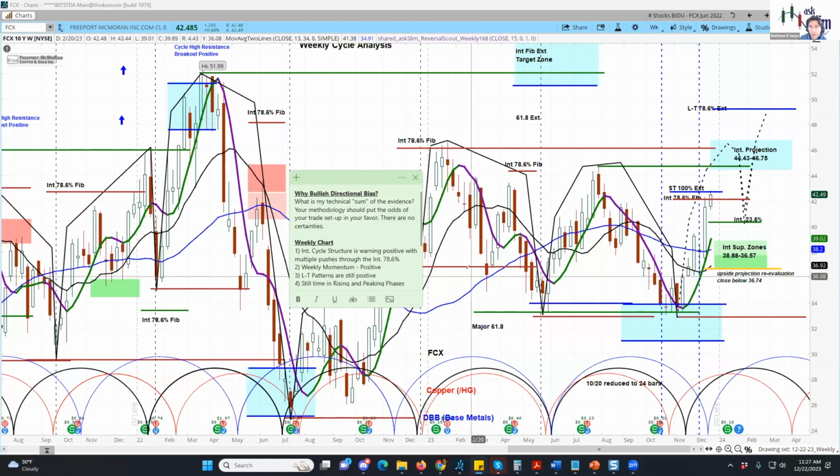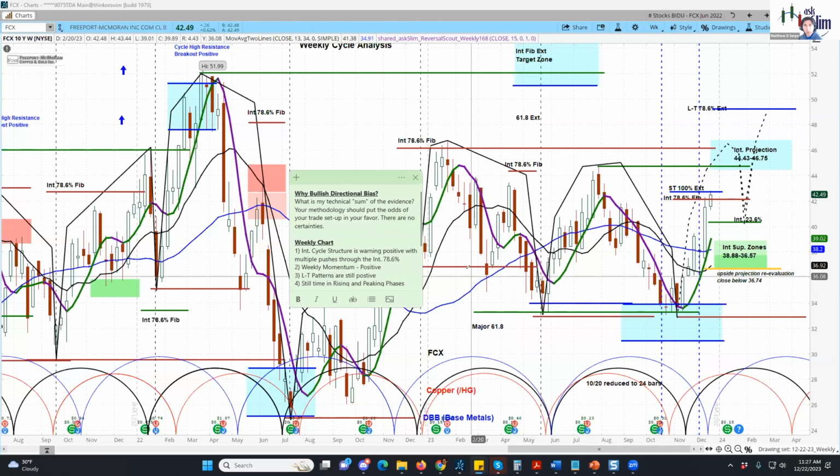As Slim and Arvi are talking about, we look at a sum of the evidence where we want to have our methodology put the odds of our trade setup in our favor. There are no certainties, there are only odds, and over a sample size, if you have a methodology that generates edges, you should ultimately become profitable, especially if your winning trades are larger than your losing trades.